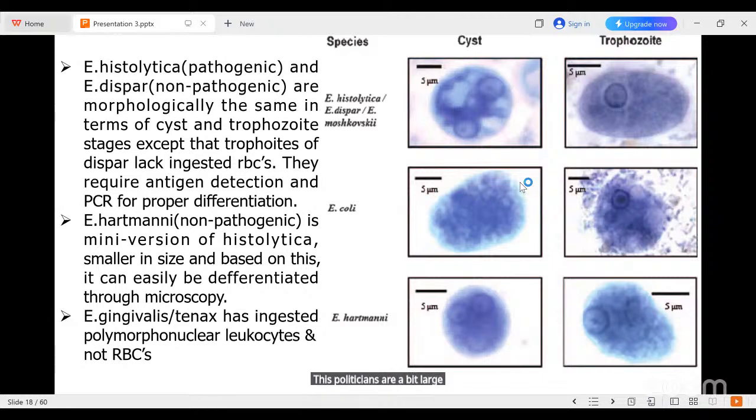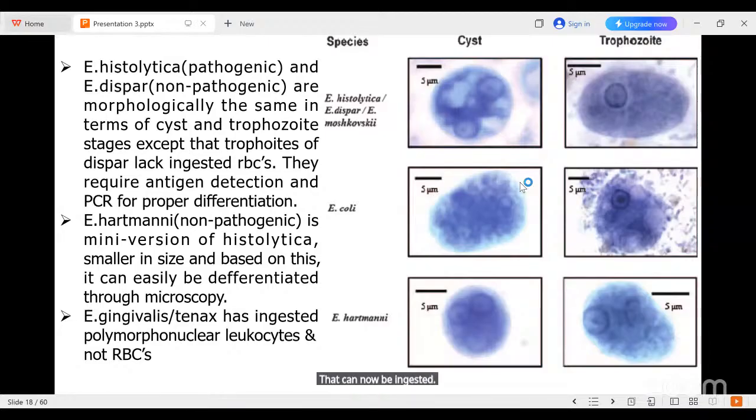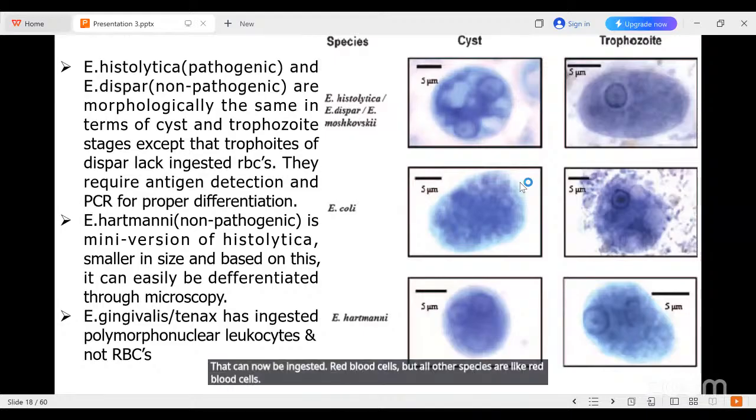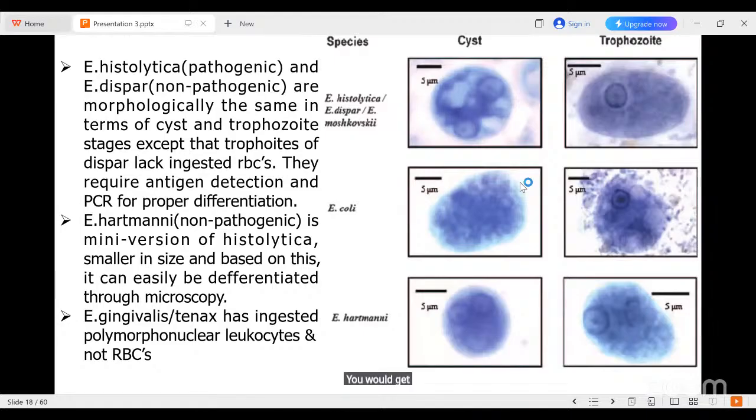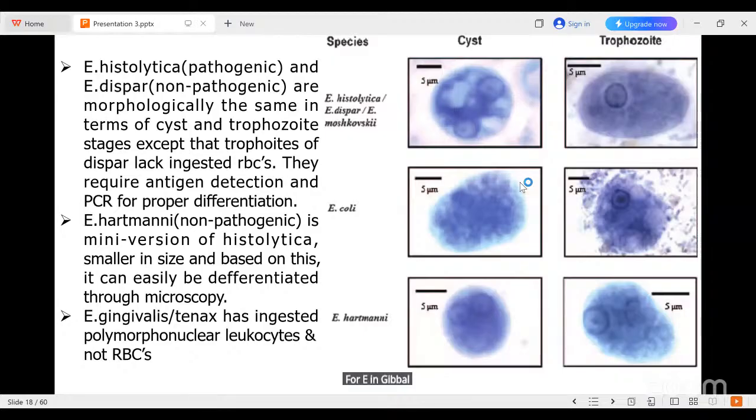And when it comes to examination of trophozoites, you realize that it's only histolytica that can have ingested red blood cells, but all other species lack red blood cells. You find that they have ingested yeast cells and sometimes bacteria, except trophozoites of E. gingivalis or Trichomonas tenax, which have ingested white blood cells, not red blood cells, not bacteria, not yeast.